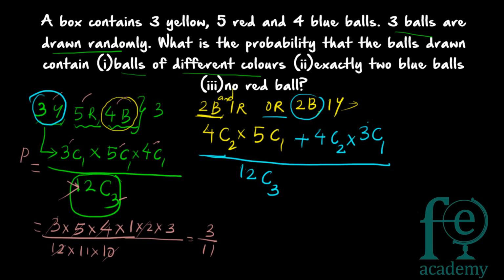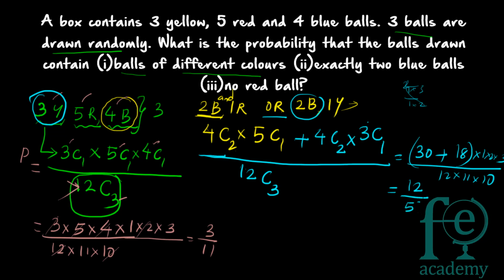So you have to solve this. 4C2 means it will be equal to 4 into 3 divided by 1 into 2. So you will be getting 6. 6 into 5 is 30. 30 plus 6 into 3 is equal to 18. So 30 plus 18 into 1 into 2 into 3 divided by 12 into 11 into 10. So 48 into 1 into 2 into 3 divided by 12 into 11 into 10, which gives the final answer 12 by 55. So 12 by 55 is the probability that the 3 balls drawn contain exactly 2 blue balls.